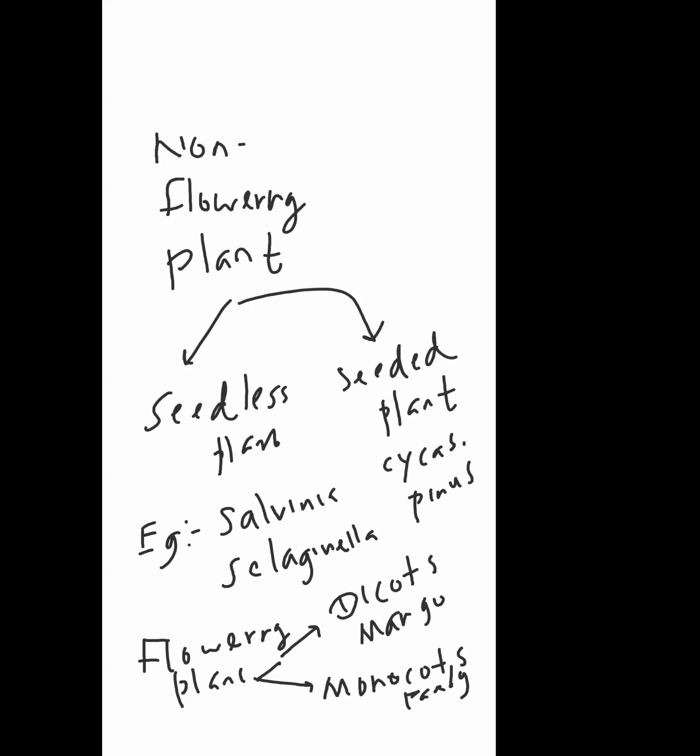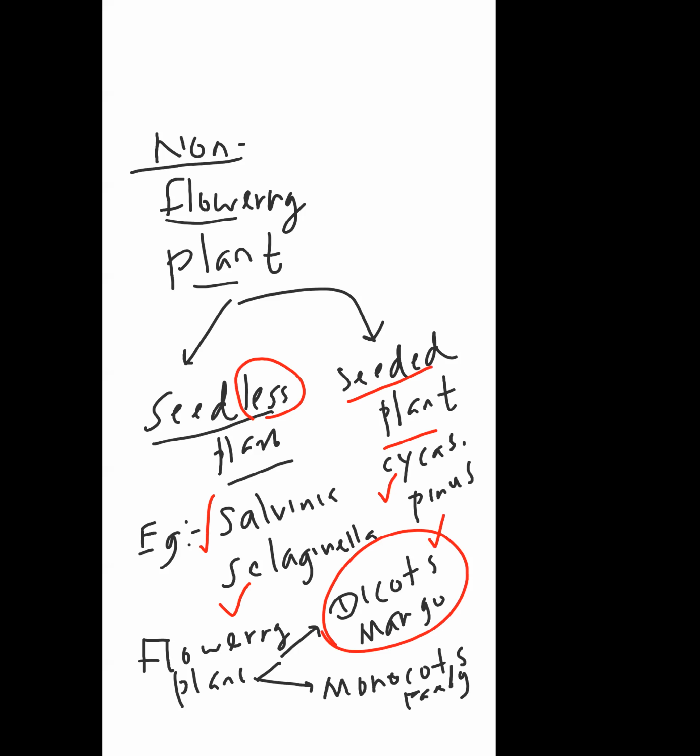Now you can see here, students, non-flowering plants: seedless plants and seeded plants. Seedless plants: Salvinia, Selaginella. Seeded plants: Cycas, Pinus. Flowering plants: dicots and monocots. Okay, so you can write now.